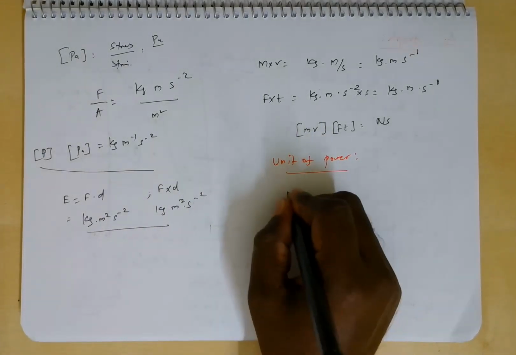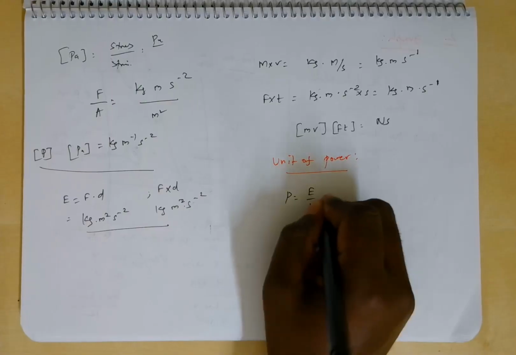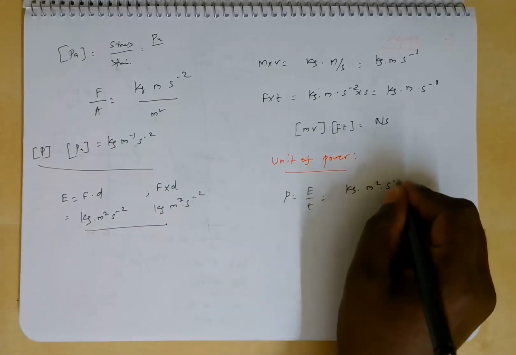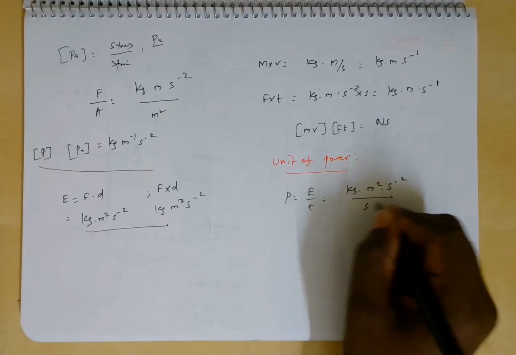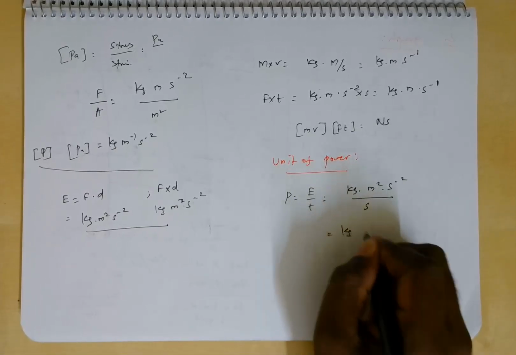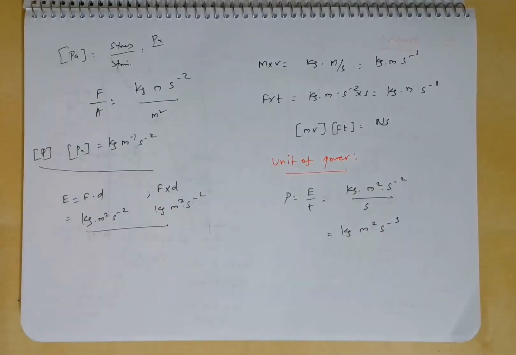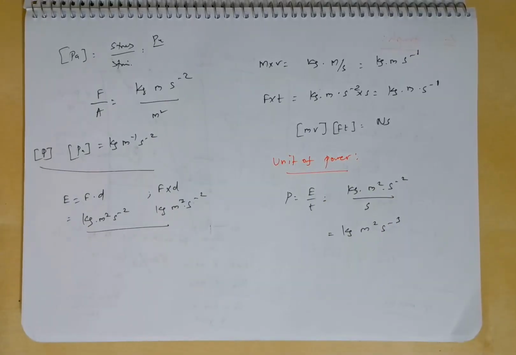Super. So we know that power is energy by time. We know energy is force into distance. So kilogram meter square second power minus 2 divided by time is S. So you will get kilogram meter square second power minus 3. Okay. So understand where you are going wrong?